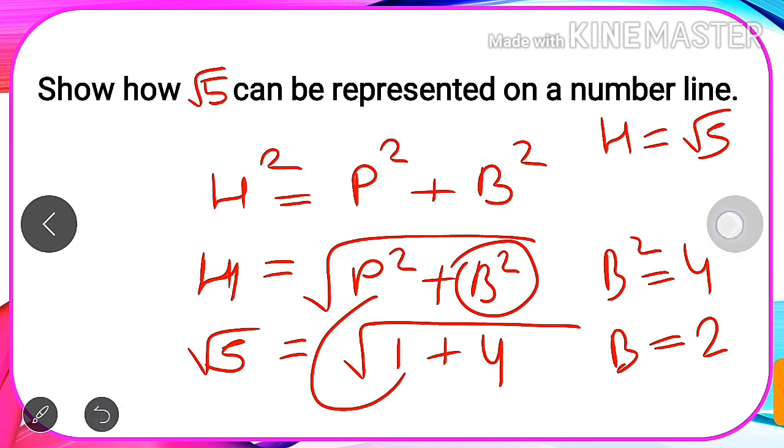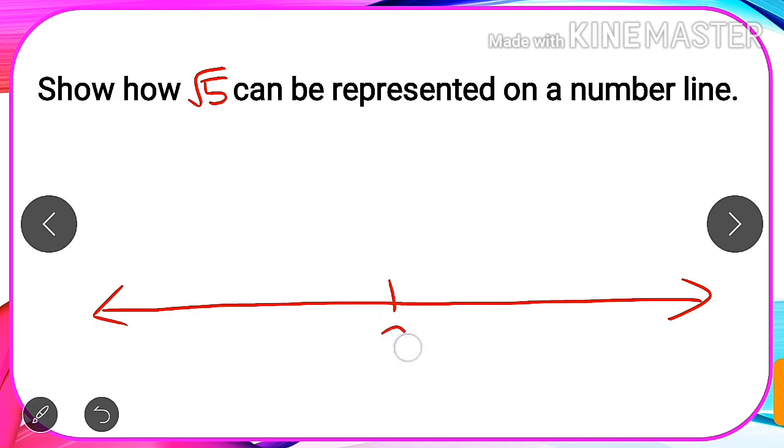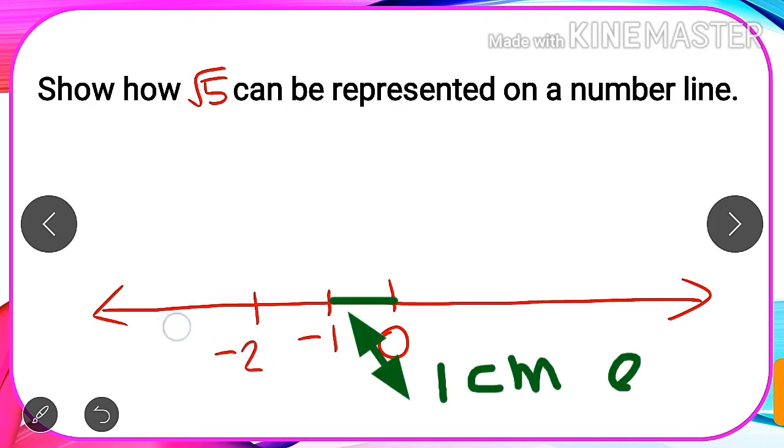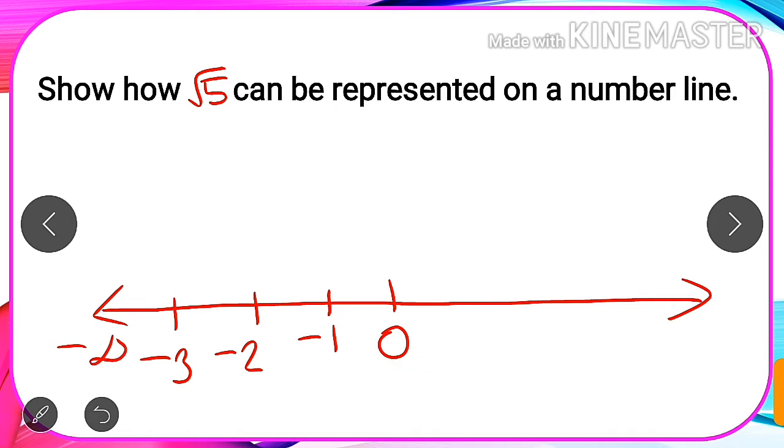So let us start. Now let us draw the number line. So let this be a number line, and let us mark the middle as 0. On the left hand side of 0 we will get negative numbers, that is minus 1, minus 2, minus 3 till minus infinity. And towards the right of 0 we will get 1, 2, 3, 4, and this will go on till plus infinity. One thing we need to know is that all these gaps are 1 centimeter each, meaning all these gaps will be of equal length.